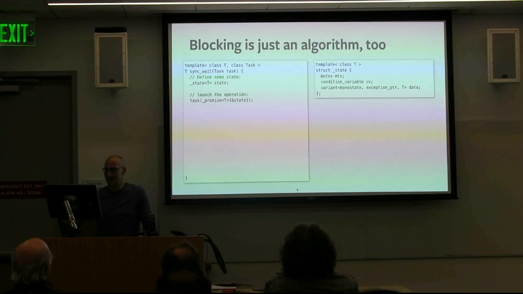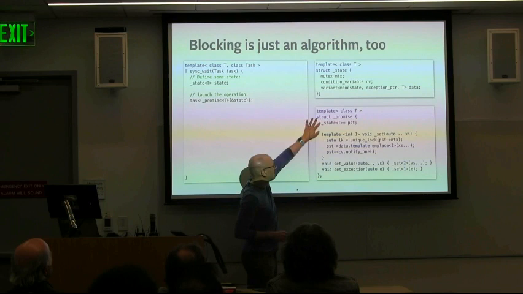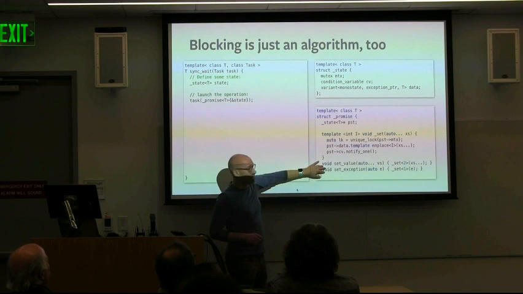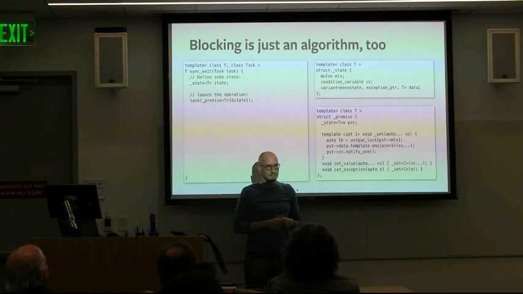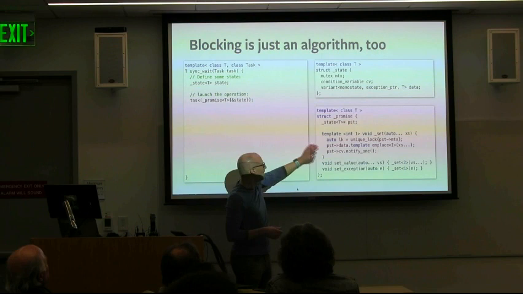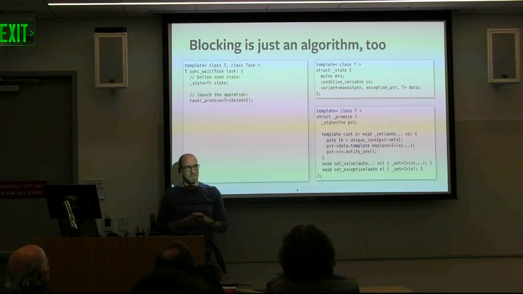Okay, so that's the state. Our promise just holds a pointer to that state, and it has set value and set exception. What set value and set exception do is place the result into the correct slot in your variant. You're either setting the T or you're setting the exception. But of course, first you need to take a lock, and then you notify on the condition variable. Right, because this could be happening concurrently with another thread of execution.